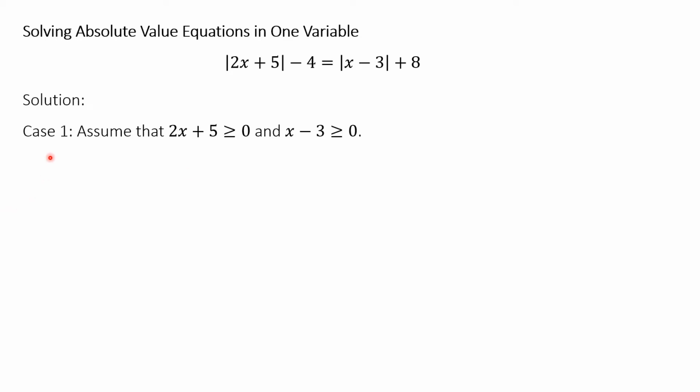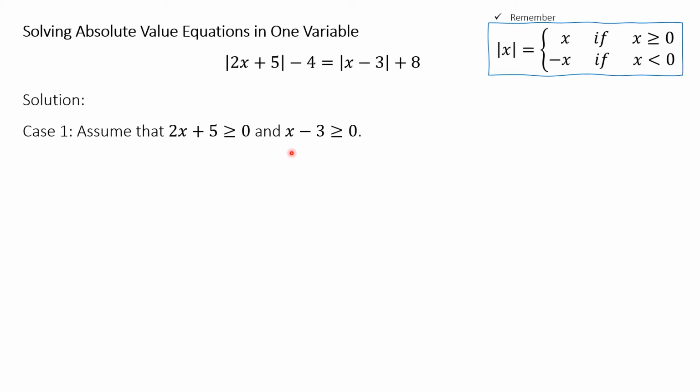That is, we assume that 2x plus 5 is greater than or equal to 0 and x minus 3 is greater than or equal to 0. To solve this, let us recall that the absolute value of x is equal to x if x is greater than or equal to 0 and it is equal to negative x if x is less than 0. Following this definition, we can write the equation as 2x plus 5 minus 4 equals x minus 3 plus 8.